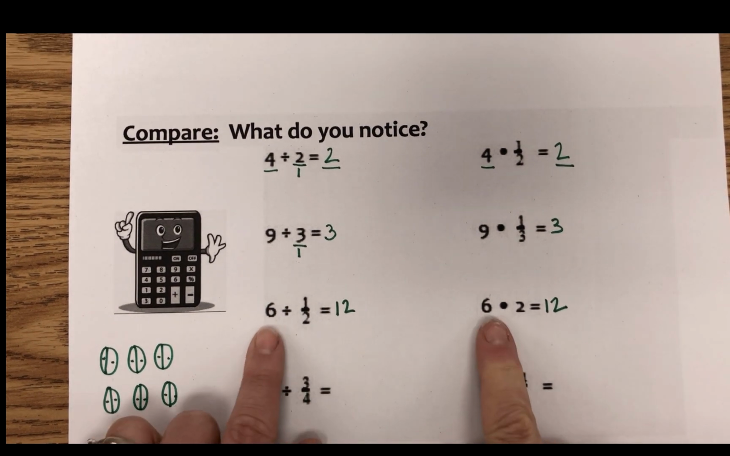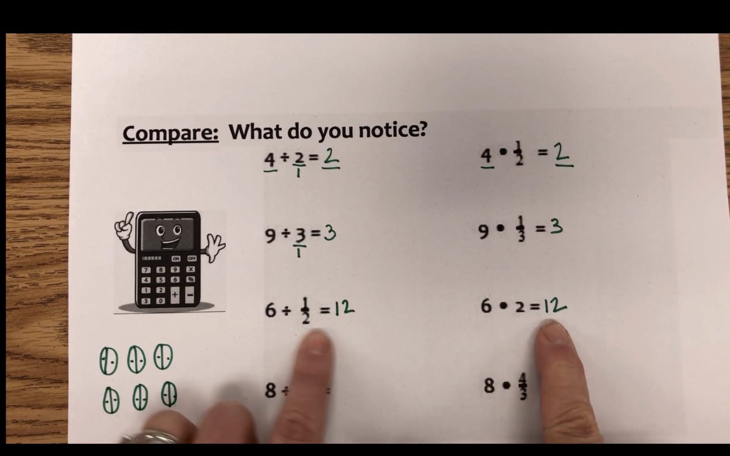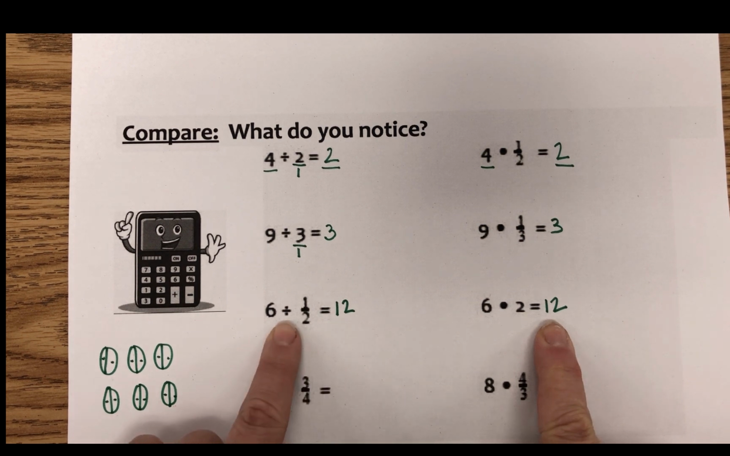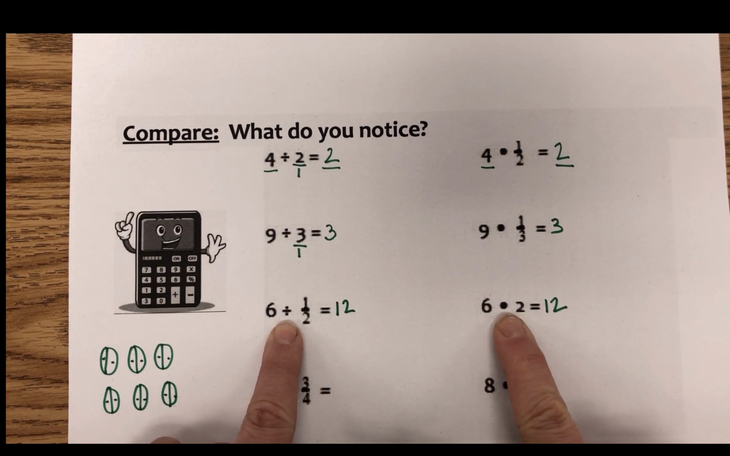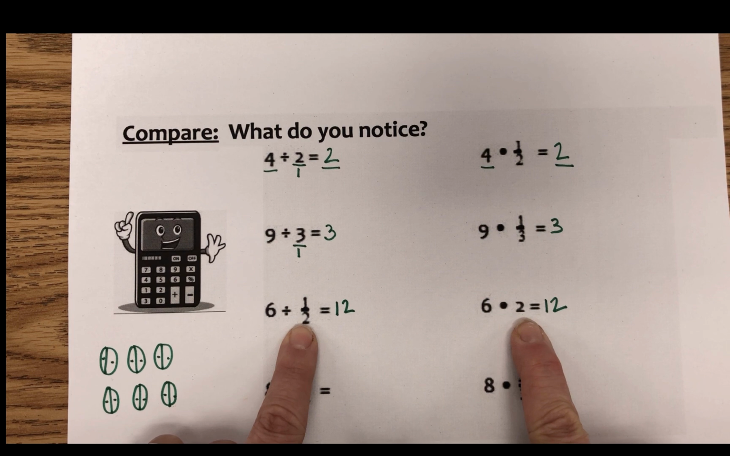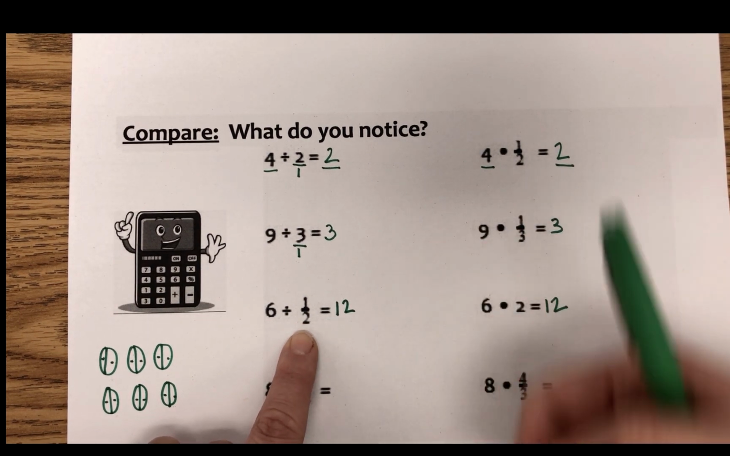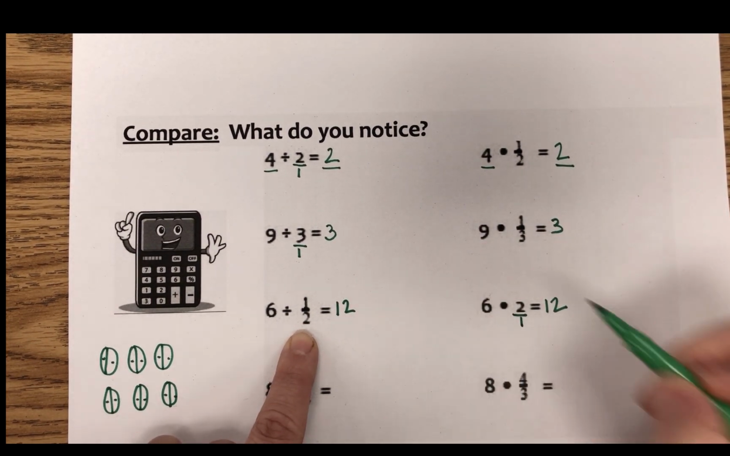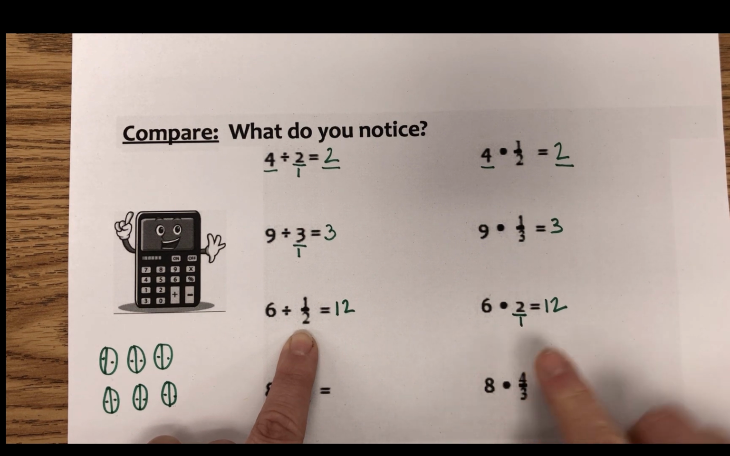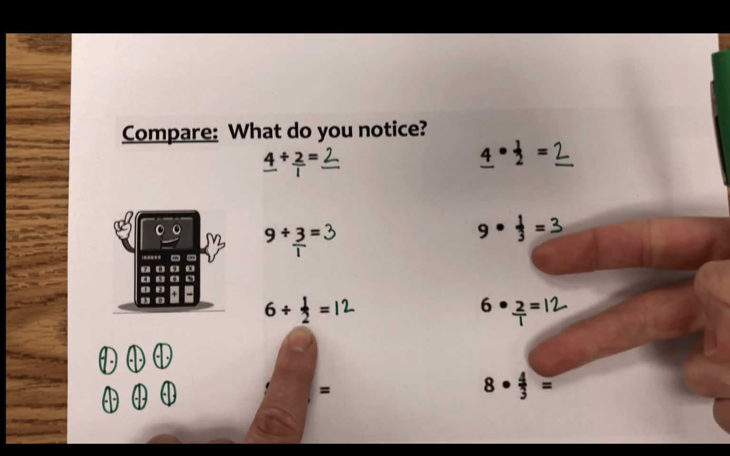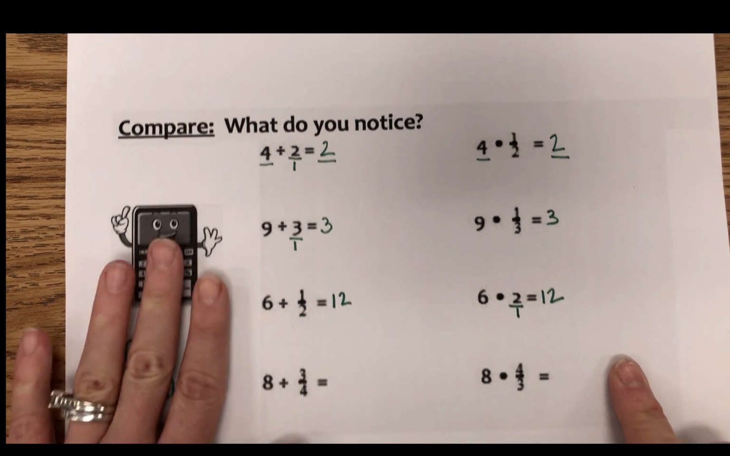12. What's the same? They both start with 6. They both have an answer of 12. What's different? The first one is division. The second one's multiplication. And the second number here, it's like it flipped. 1/2. 2/1 is the same as 2. So look at it. It's like the 1/2 flipped. Let's go to the last problem here.